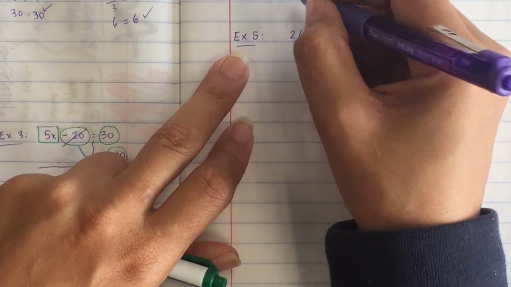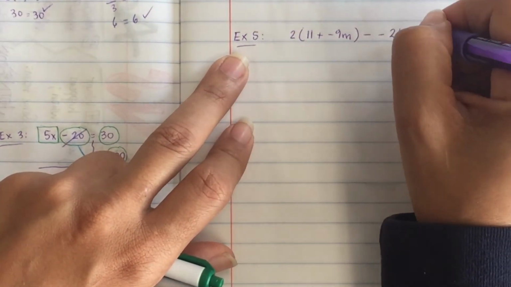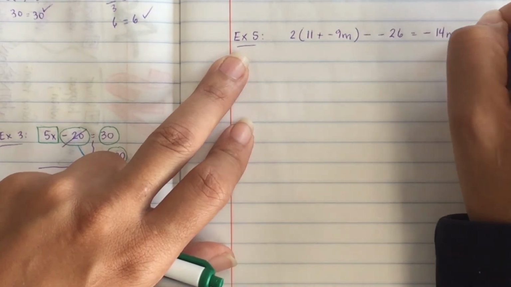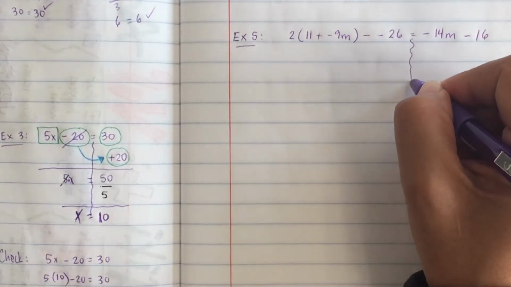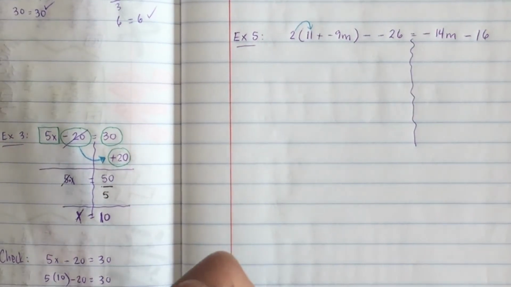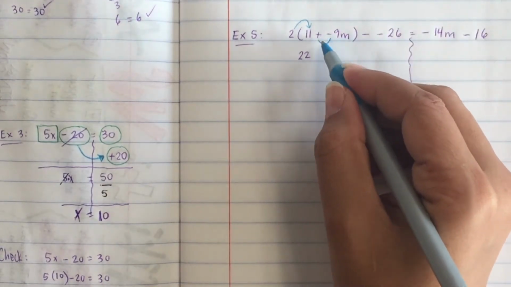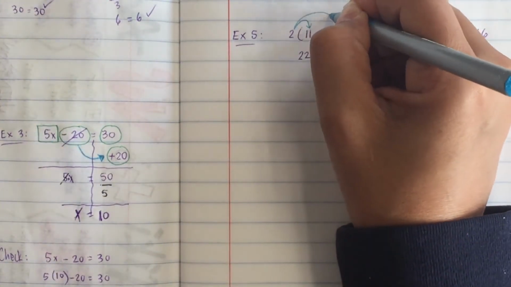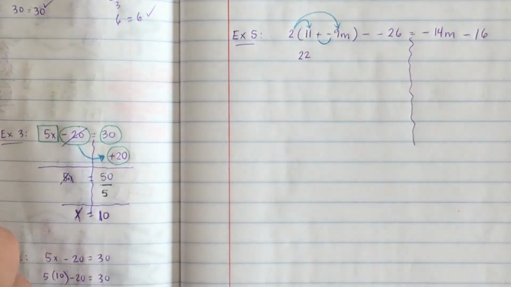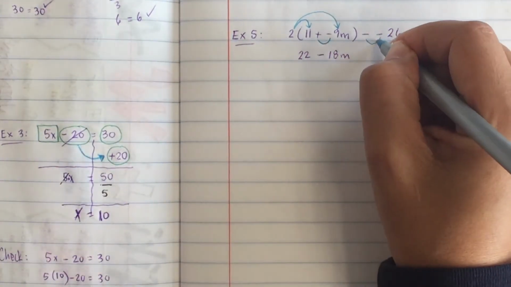So let's say 2 open parentheses 11 plus negative 9m close parentheses minus negative 26 equals negative 14m minus 16. Draw a river. Let's go ahead and get in the house as needed. So we're going to have 22. And then draw a smiley face. Remember, when you have two signs, draw a smiley face. Good or bad? Bad, right? So that's bad. So that's going to be negative. So that's going to be negative 18m.